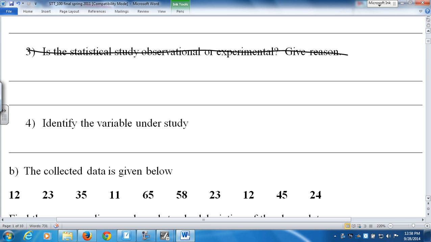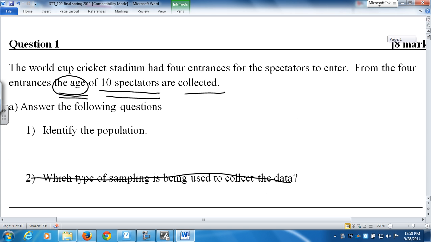Identify the variable under study. What is the variable we're trying to study? Just go back to these 2 sentences. What are the variables in this study? The age. The variable we're studying here is the age, right? So the sample is 10, right? Yes, the sample size is 10, not the sampling technique.